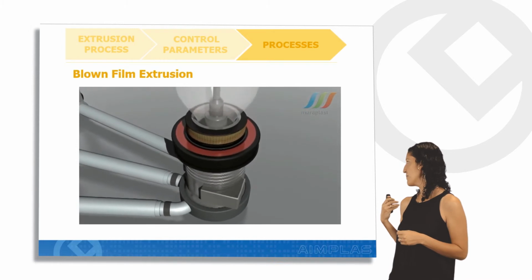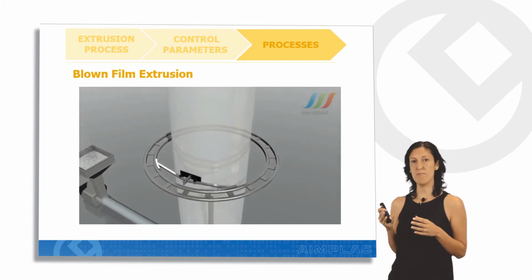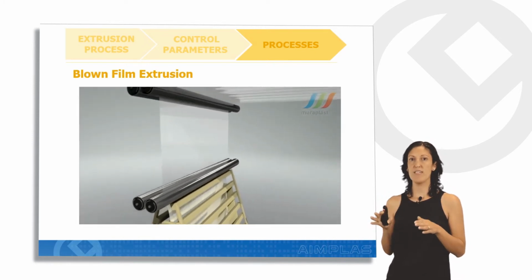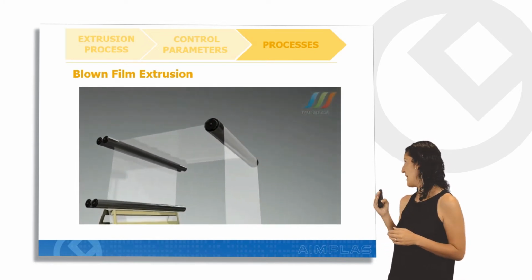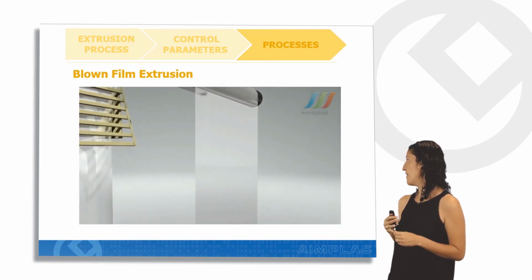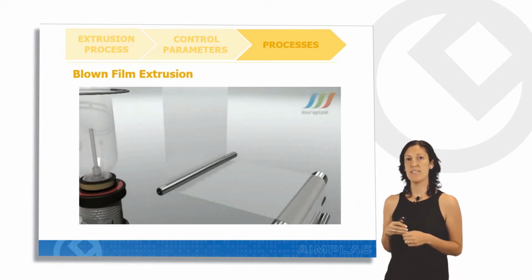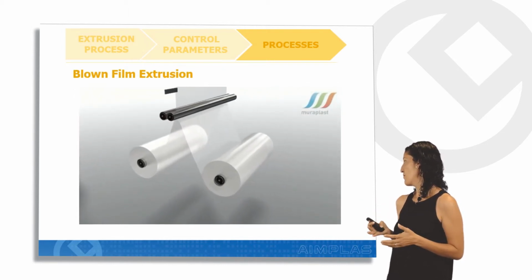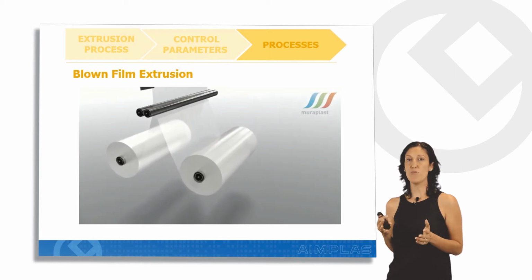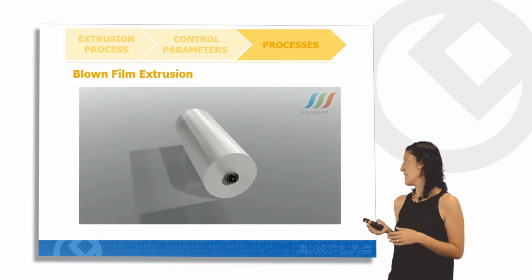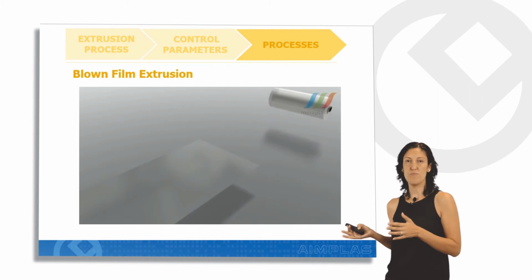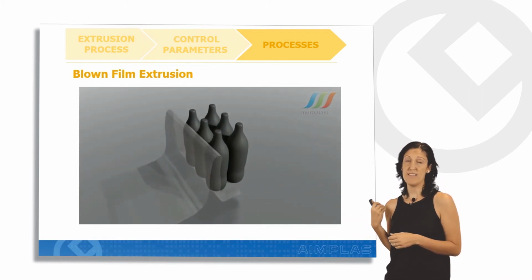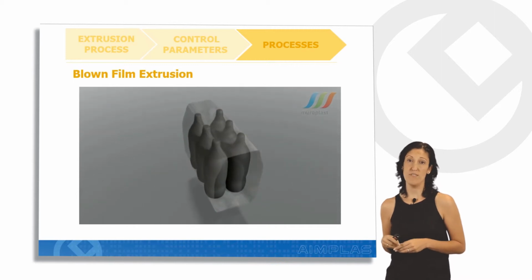And you could see now the die with the annular shape, the bubble. And these are the nip rolls in order to close the bubble. And now we have a flat film which is wound up in a roll. And after that, we could use this roll in order to make a final packaging operation. In this case, it is in order to package bottles.